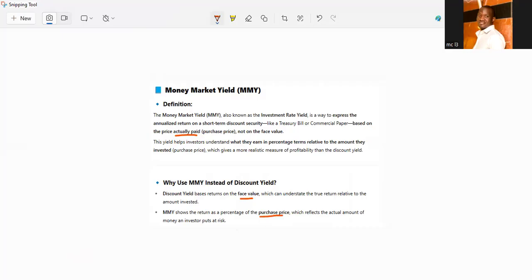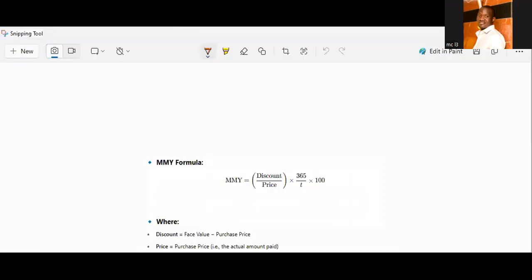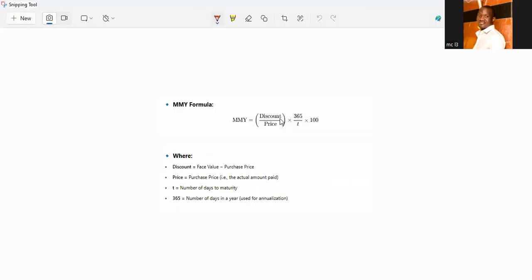Okay, so we have a formula for the money market yield. What is the formula for the money market yield? The money market yield is given by discount over price, times 365 over time, times 100. So based on this formula, we can calculate and go to our question now.